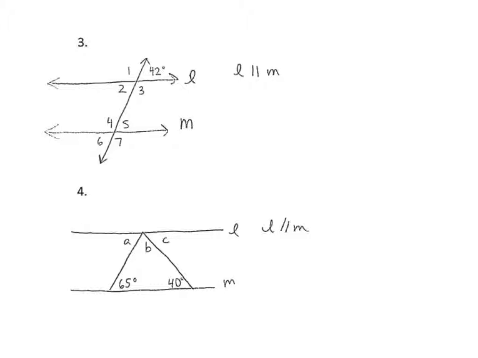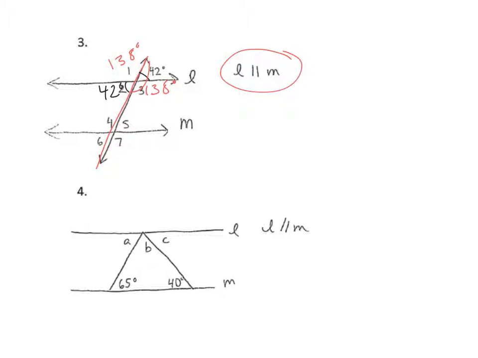Okay, second part, let's fill in some angles. If we're given that these two lines are parallel, this is my transversal, so I can fill in all these other angles. I know that this one has to be 42 degrees because they're vertical angles. I know that this has to be 138 degrees because 42 and 138 form a linear pair. And this has to be 138 degrees because they're a linear pair and vertical.